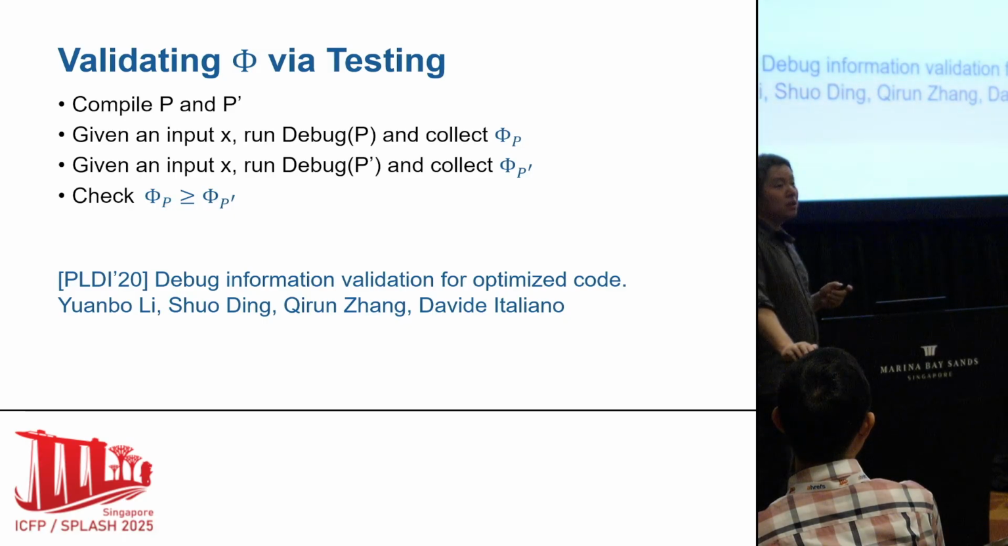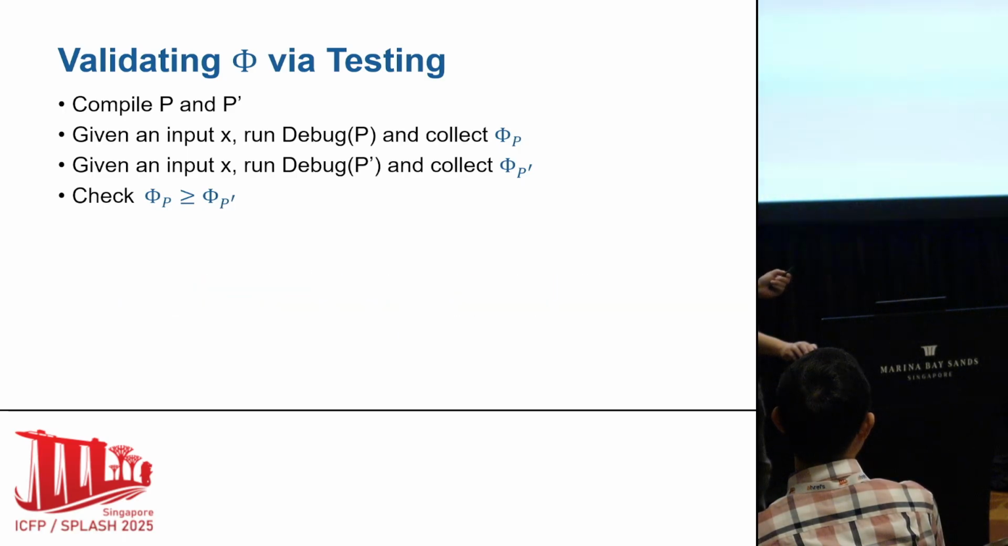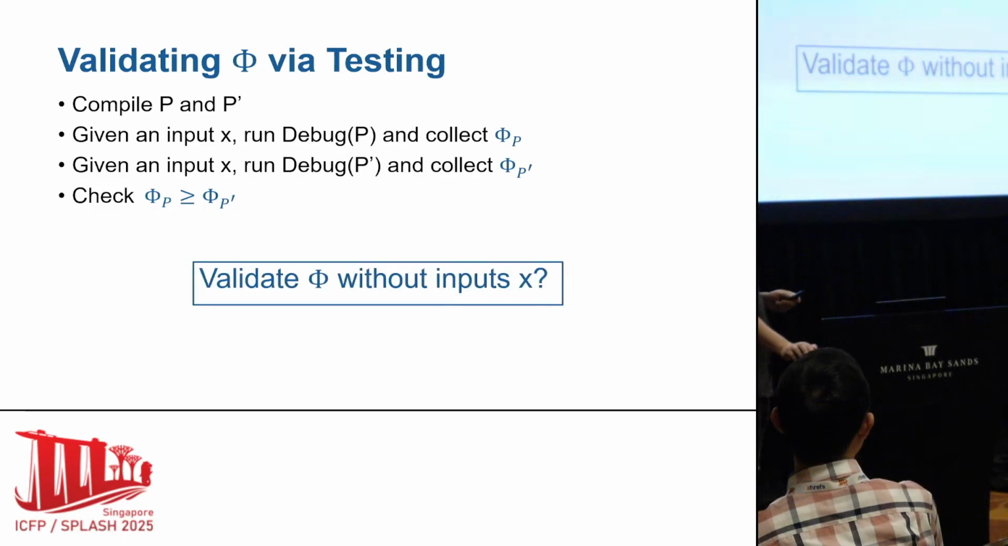But in this talk, I would like to convince you that we can do better than testing. Specifically, we notice that in this testing setup, we always need an input to the corresponding program in order to do the validation. So in our new work, we would like to validate the property without obtaining the input to these two programs, P and P prime. How could that be possible?